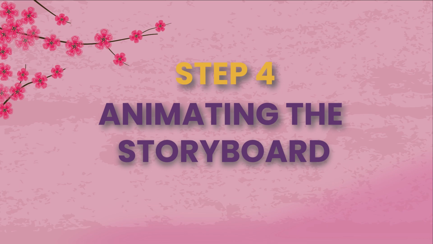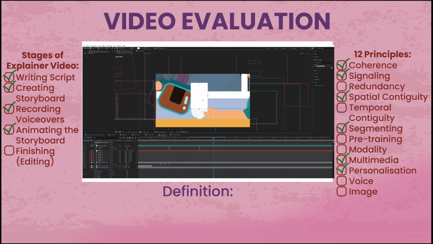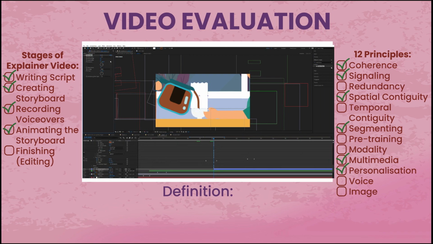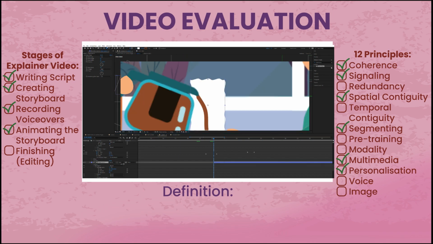Step 4. Animating the storyboard. In animating the storyboard, I use Adobe After Effects. The scenes that I designed in Illustrator were inserted in After Effects to be animated. There are principles of CTML that are implemented in the video.